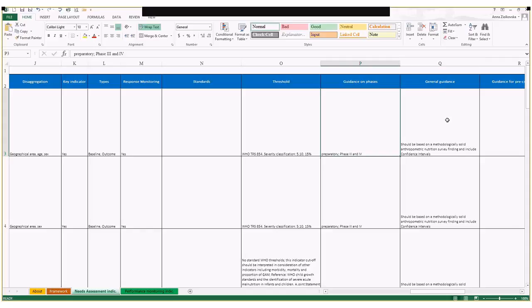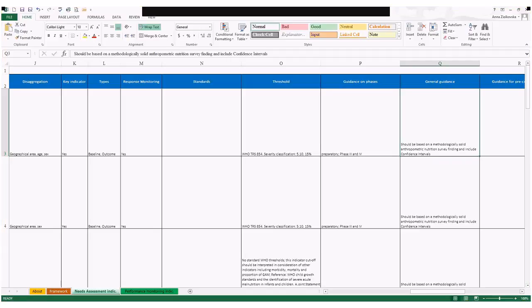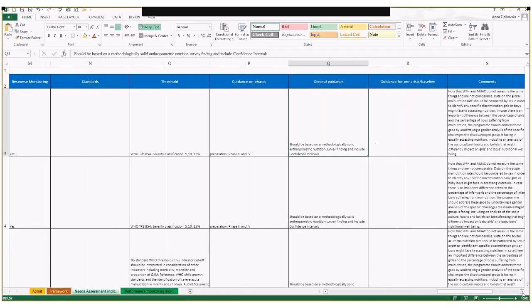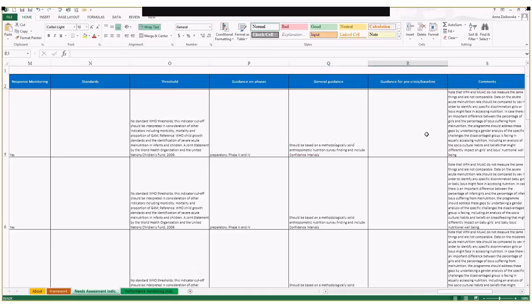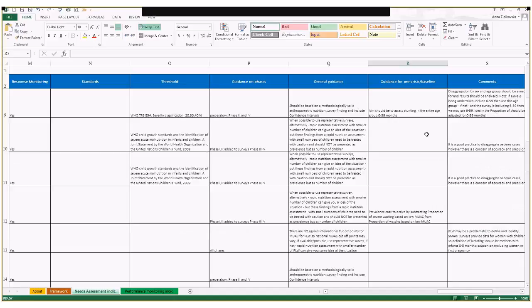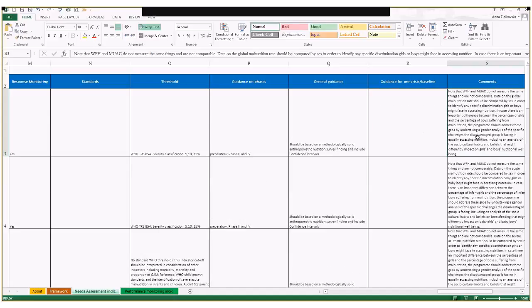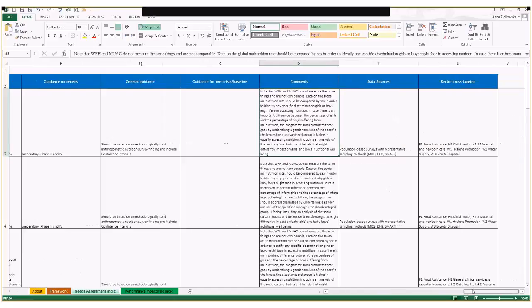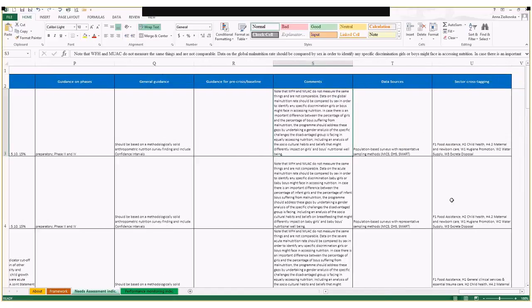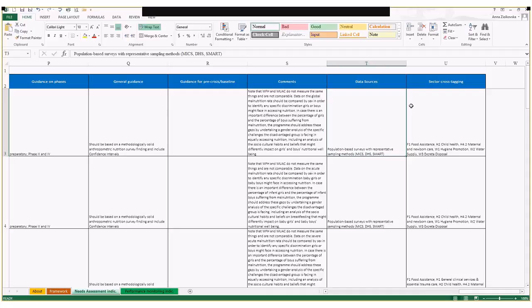Then you would have sometimes general guidance, which is basically some notes on how to collect this indicator, guidance for pre-crisis or baseline if it's different, and then some comments to clarify how to do these indicators, data sources of how to collect the indicator, and also sector cross-tagging, which means if this indicator is also important to other sectors.